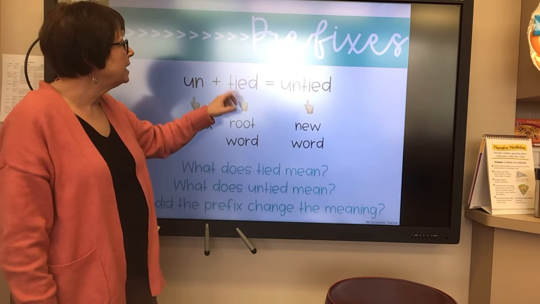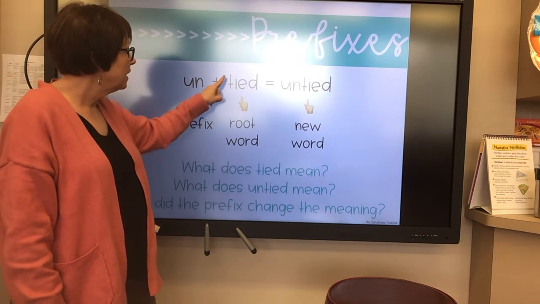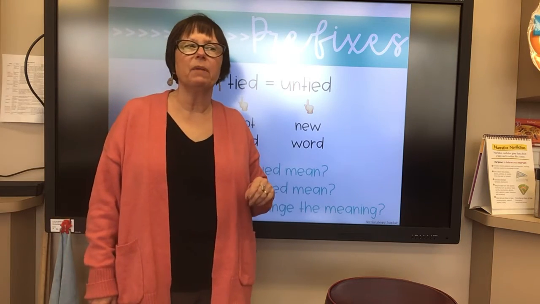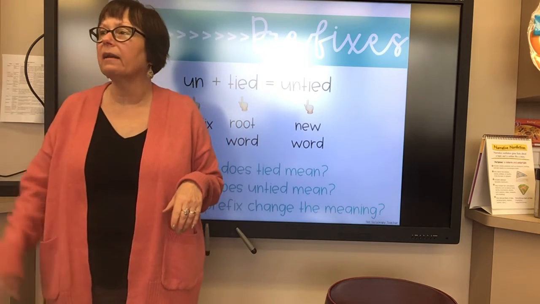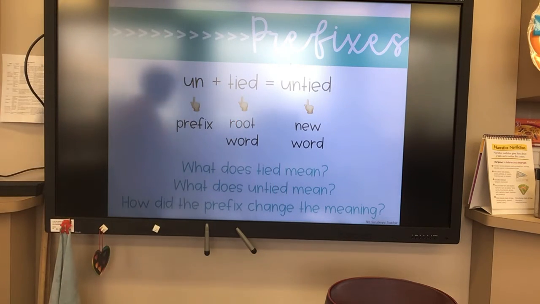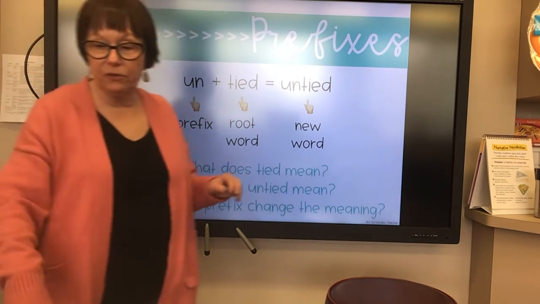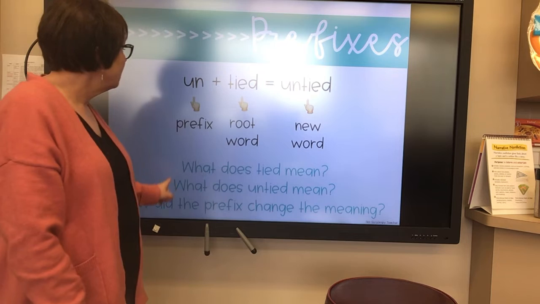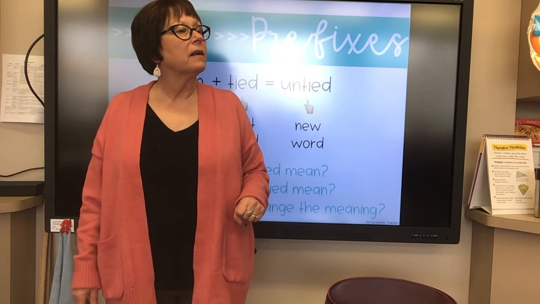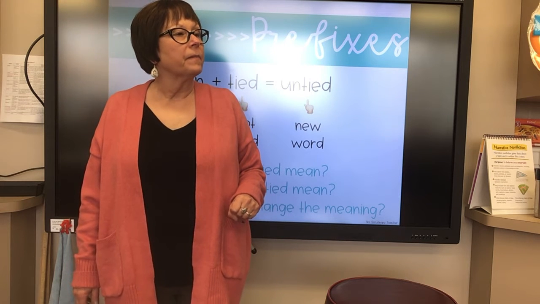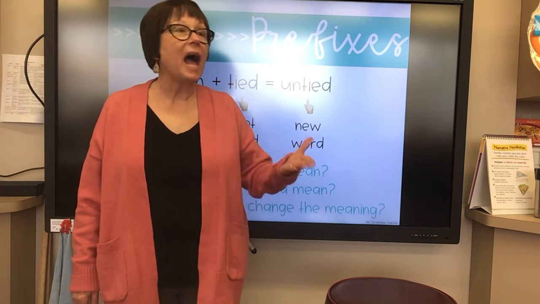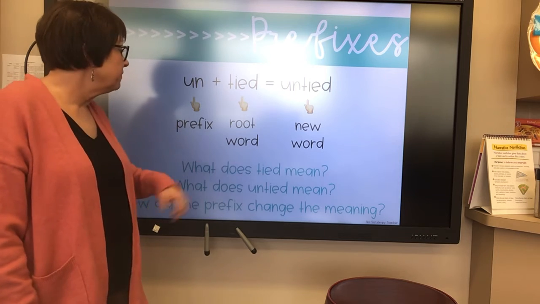Un plus tied equals untied. So our prefix is un, tied is our root word, untied is our new word. What does tied mean? Who can help me with the definition for the word tied? Allie? Like Eli's shoes are tied. They're folded up tight. Okay, so like Eli's shoes are tied. They're together. So what does untied mean? Sophie? Your shoe is not tied.